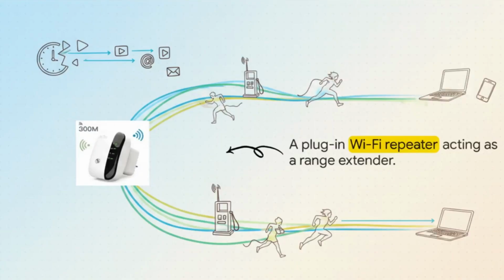Think of a standard plug-in Wi-Fi repeater exactly like a range extender. They're basically the gas stations, or maybe relay runners is a better way to put it, of your network. They boost those data signals so your video stream or giant file download doesn't just buffer endlessly when you're sitting 3 rooms away from the main router.